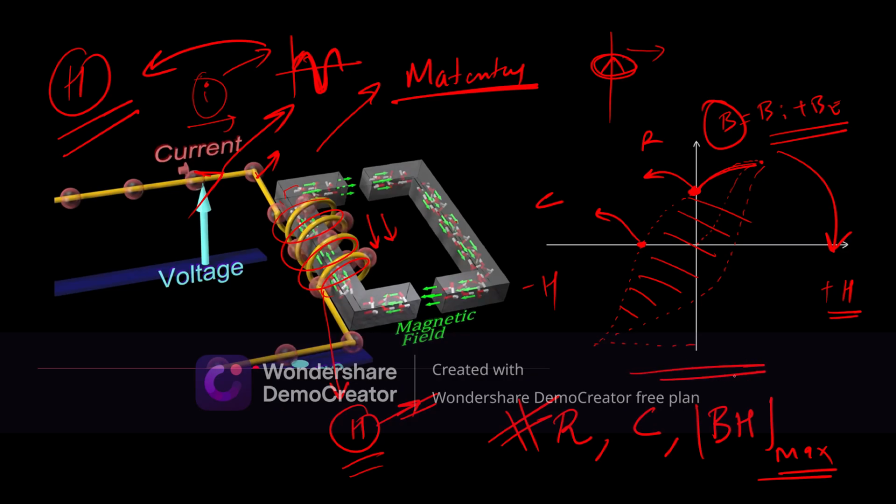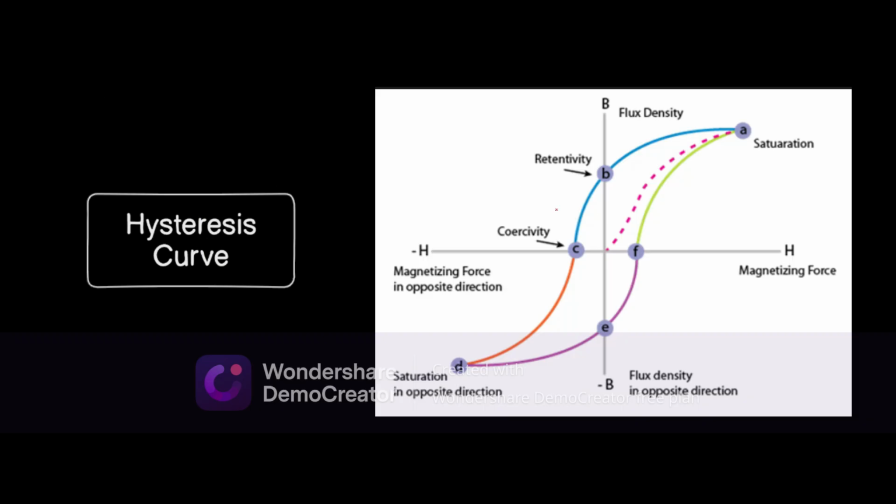And this plot is known as the hysteresis curve. So yes, this one is a better picture of the hysteresis curve. This curve tells the dependency of H and B, how B is dependent on H, and this curve actually looks like this. This one is saturation magnetization, the maximum value of magnetization, or you can say the maximum value of B, which is the magnetic flux density. Further, this one is retentivity and this one is coercivity. These two points and the BH max, these three terms are very important.